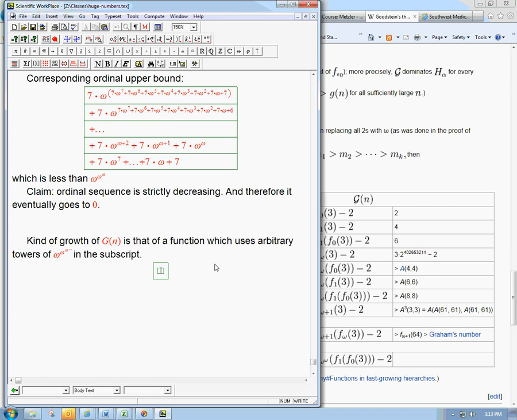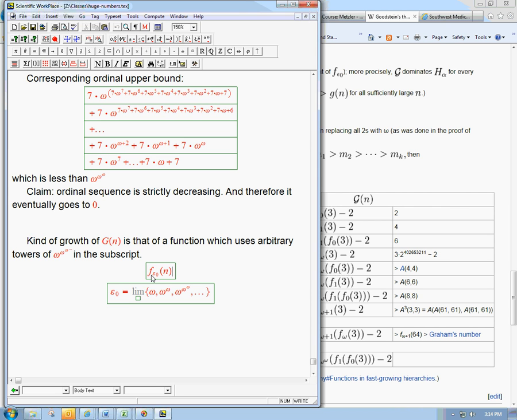So it's exactly f. Well, it's not exactly, but basically what we're getting is something that needs access to f sub epsilon naught. Because remember, epsilon naught is the limit of, well, let's just delete the n, it's the limit of this sequence: omega, omega to the omega, omega to the omega to the omega, etcetera. Okay. So remember back a couple videos ago, this was an amazingly huge function.